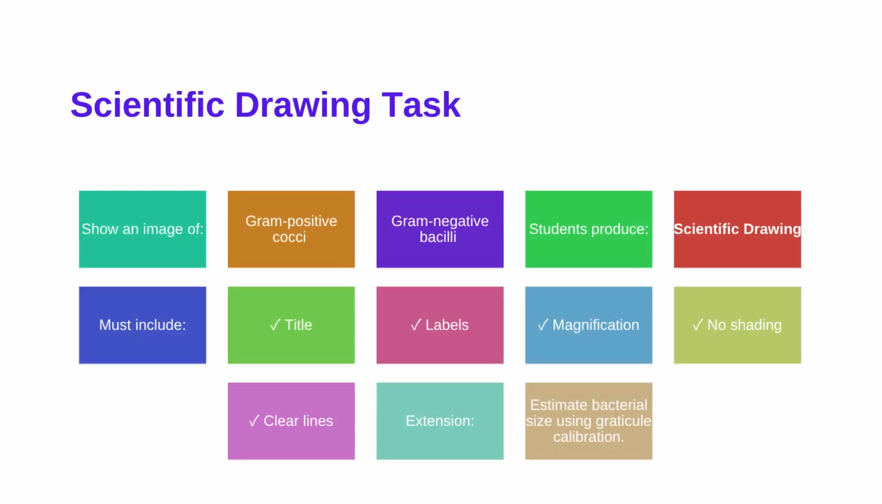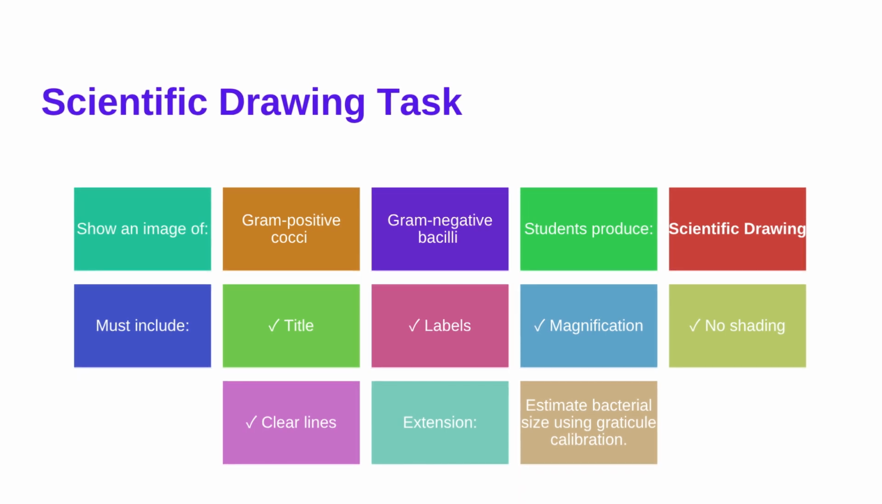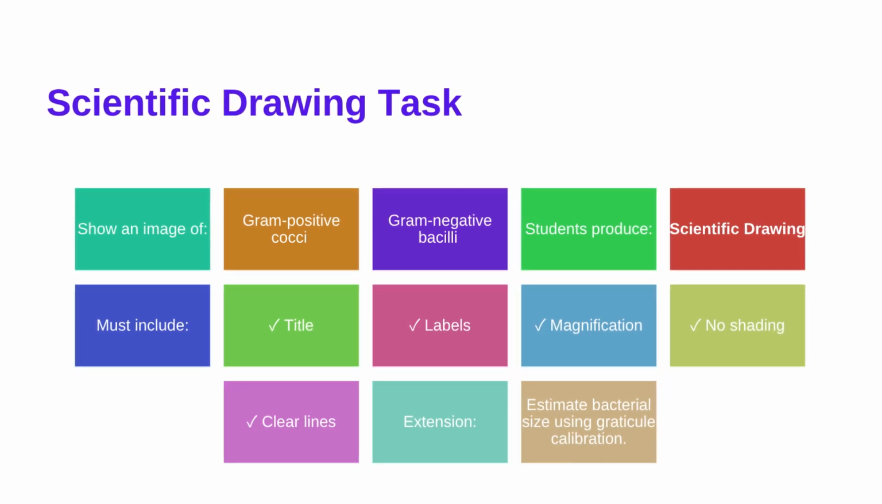Scientists must communicate their observations clearly and accurately. Using the image provided, produce a scientific drawing of either gram-positive cocci or gram-negative bacilli. Remember to include a clear title, accurate labels, magnification, and neat lines without shading. If you finish early, use the graticule calibration data to estimate the size of the bacterial cells, just as microbiologists would in a professional laboratory.